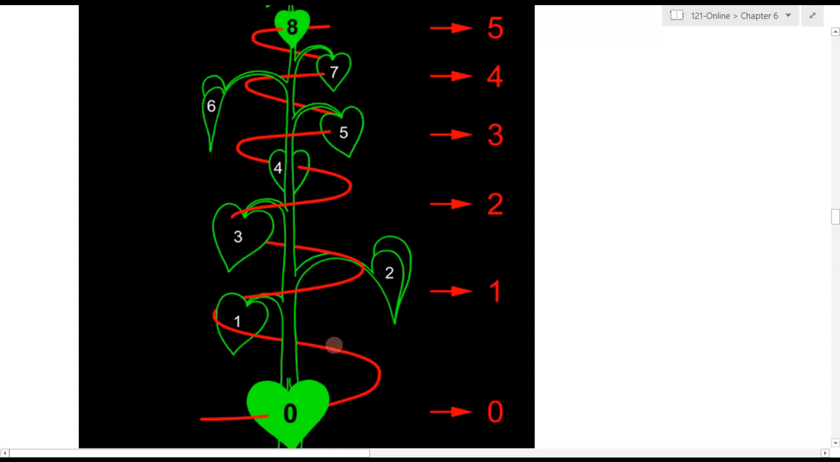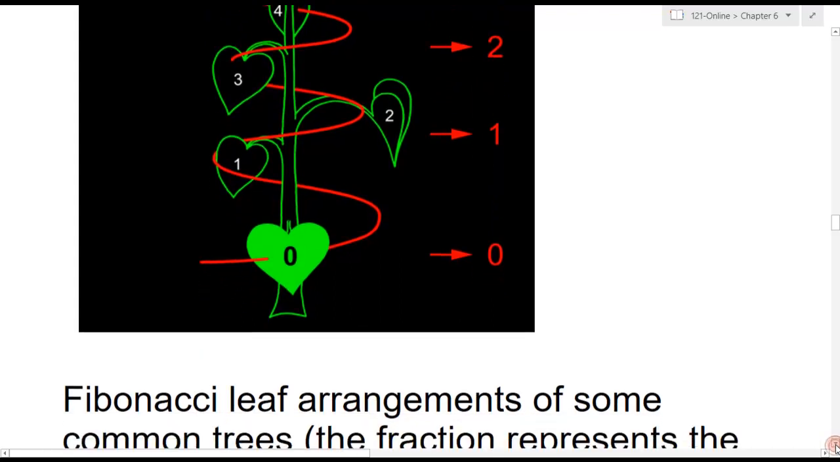And if you count around here, you can see it spirals around. Here's 1, 2 leaves, 3 leaves, 4 leaves, 5 leaves, 6 leaves, 7. The 8th leaf, which is a Fibonacci number, is directly above it. And the number of times it spiraled around, 1, 2, 3, 4, 5, that's also a Fibonacci number. And the way that those leaves are arranged on the branch is called the phyllotaxis, I believe it's called.